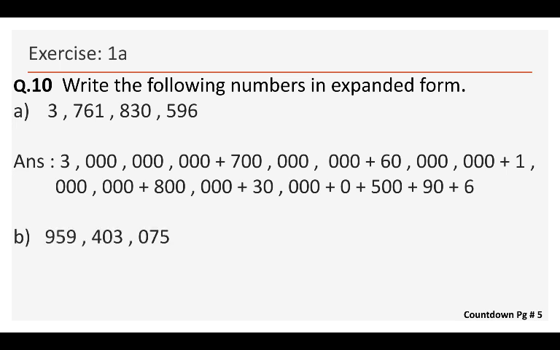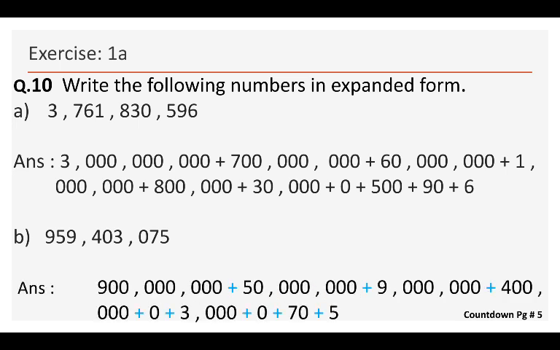Now just take a look at part B. Question A, 959,403,075. So again we will write down the first digit, that is 9. After 9 you can see there are 8 digits. So we will place 8 zeros plus. Next is 5. After 5 we will see there are 7 digits. So we will put 7 zeros plus 9. And in the same way we will solve this part. Then you can see the answer is written in front of you.